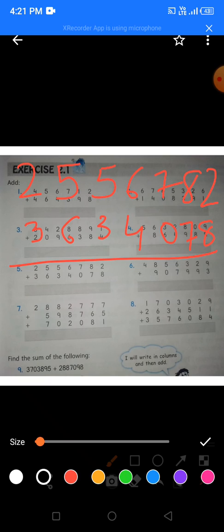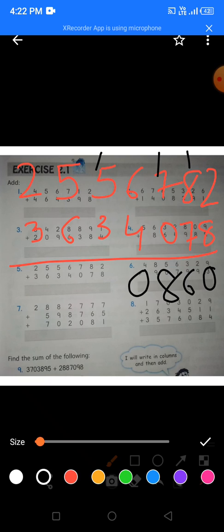Okay, so again 8 plus 2 plus 8 will give you 18. So I am writing here 8. I have carried 1. Then again 1 plus 8 is 9. 9 plus 7 is 16. So I am writing here 6 and I have carried 1 here. So 1 plus 7, nothing but 8. Yes. Then you have nothing to carry. Now 6 plus 4 is 10.